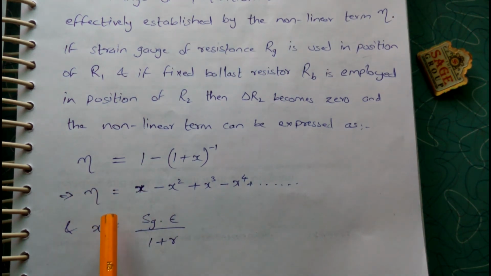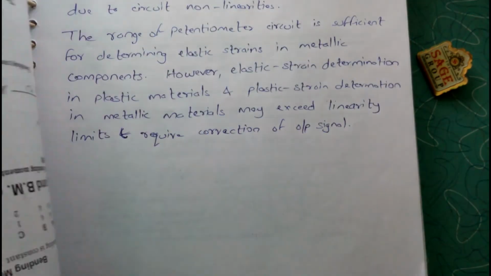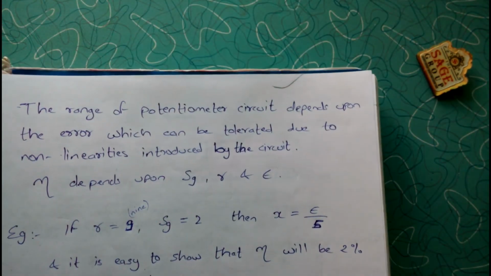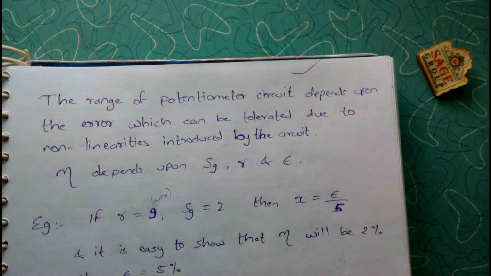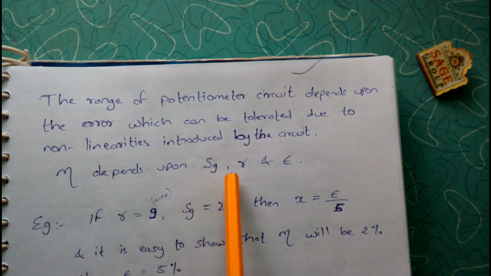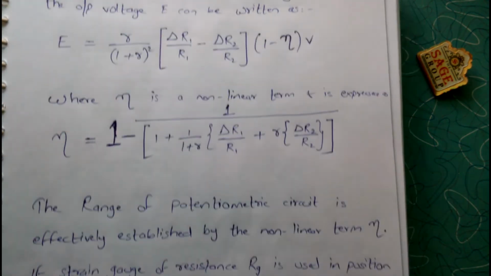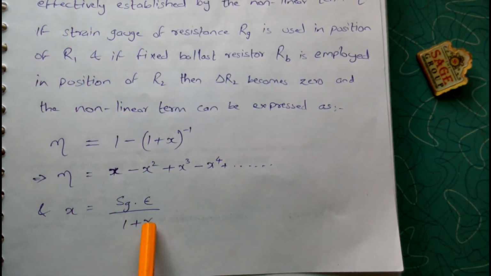So eta is equal to x minus x square plus x cube minus x to the power 4 and so on. Alright, and this x can be written in terms of Sg multiplied by strain epsilon upon 1 plus R. Now, the range of this potentiometer depends on the error which can be tolerated due to the non-linearity. So the non-linearity, that is eta, is dependent upon Sg, R and epsilon. From this equation we can see that eta depends upon Sg, R and epsilon.